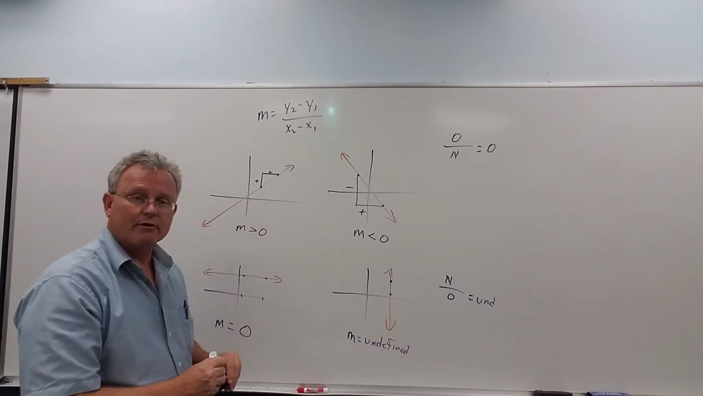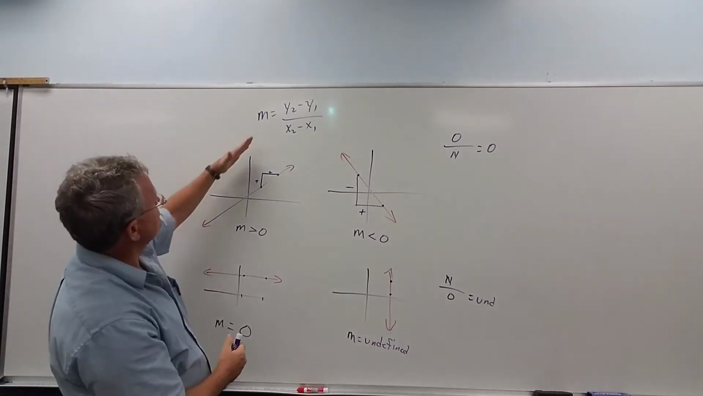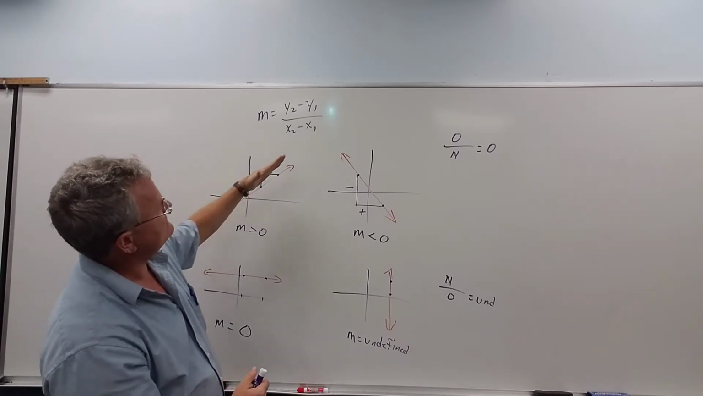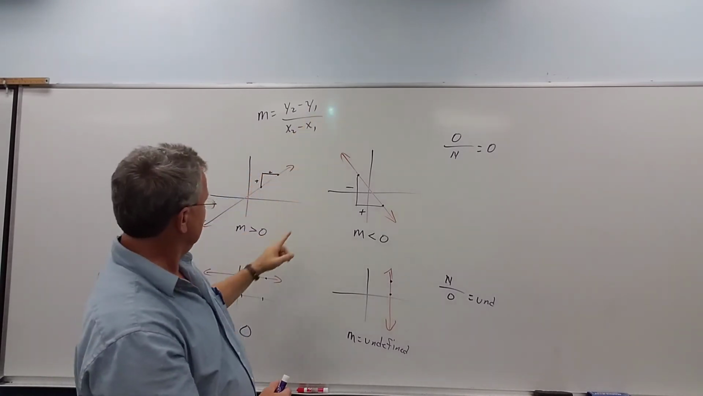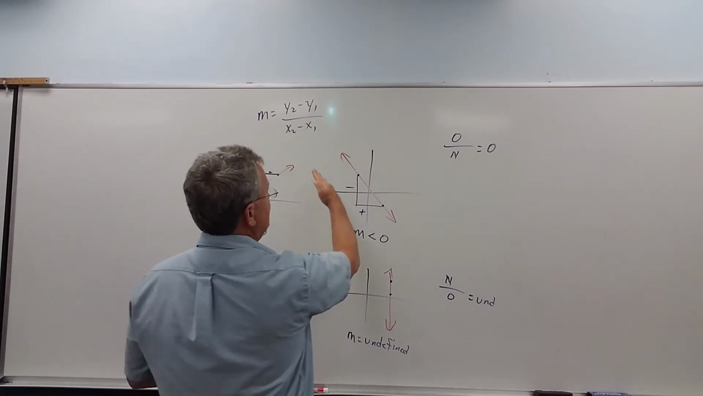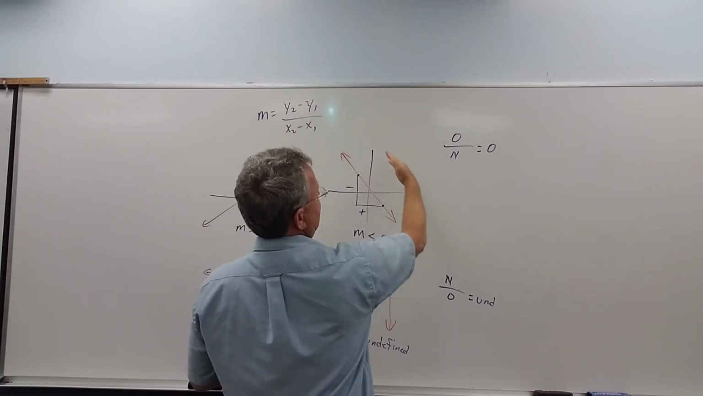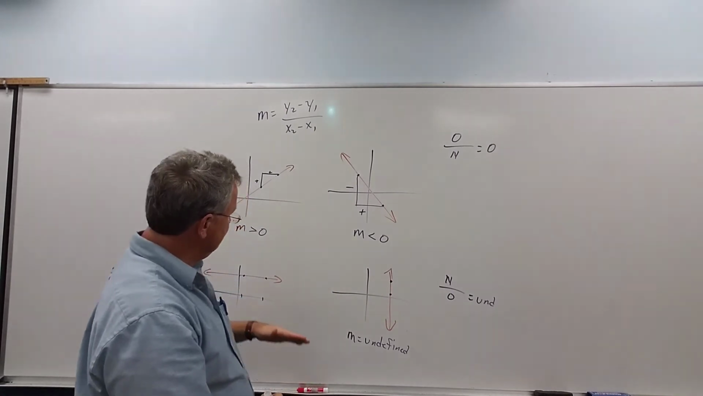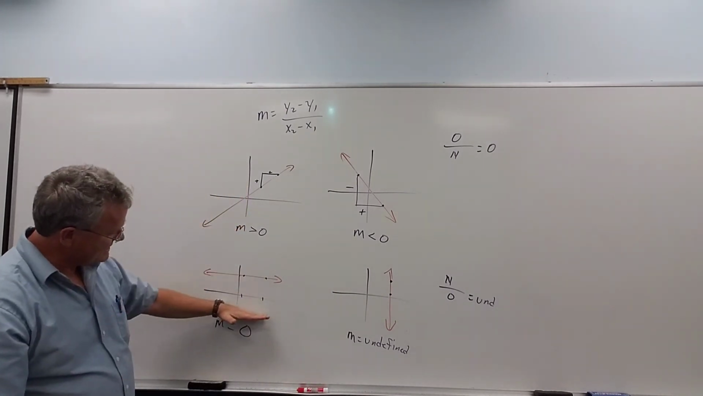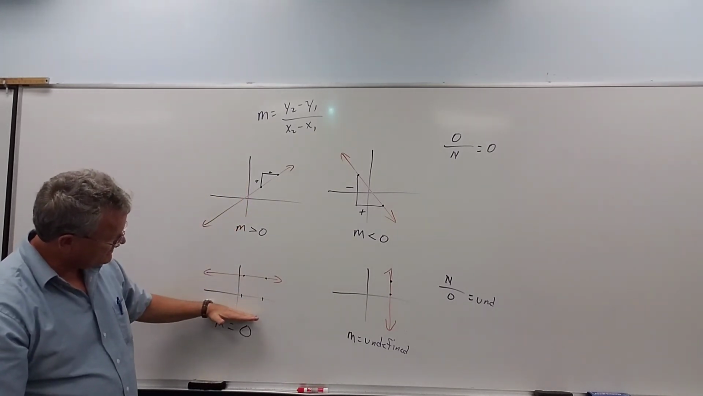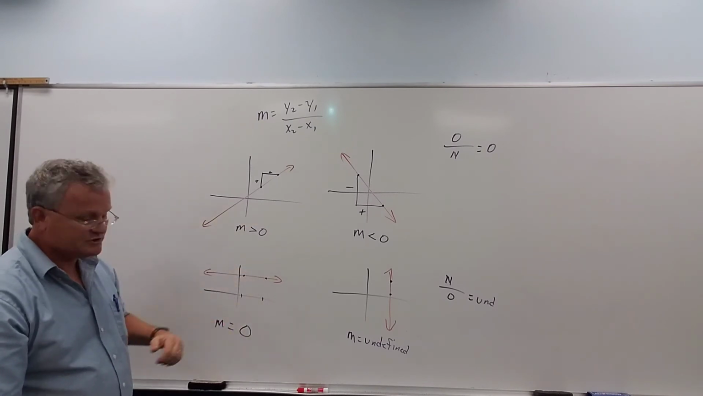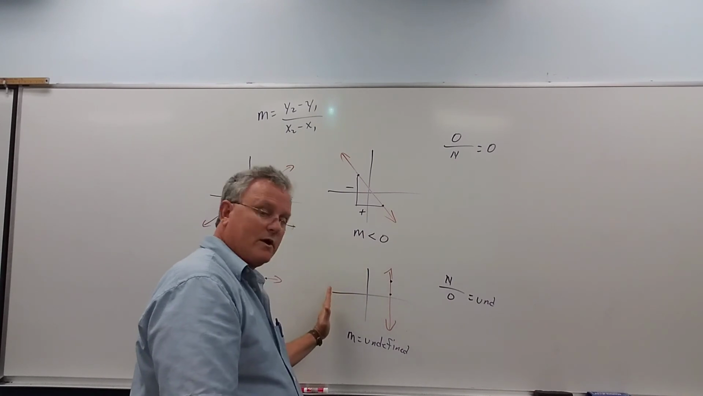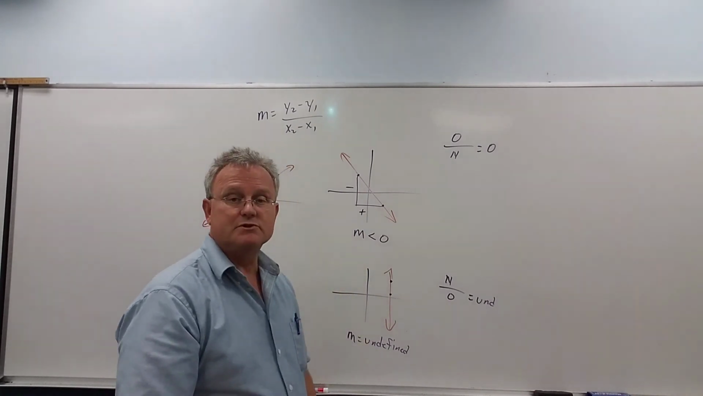So just remember, any line that goes up, it doesn't matter if it's over here, up here, any line that goes up to the right, the slope is positive. Any line that falls to the right, the slope is negative. Any horizontal line, no matter where it's located, here, here, doesn't matter, the slope is 0. Any vertical line, no matter where it's located, the slope is undefined.